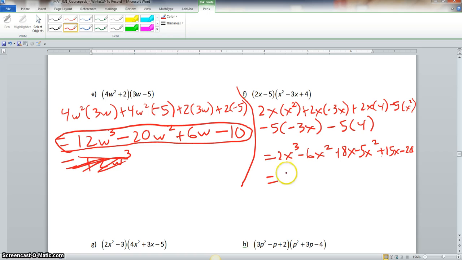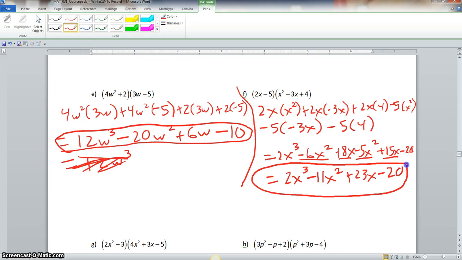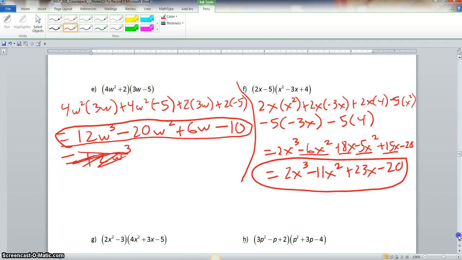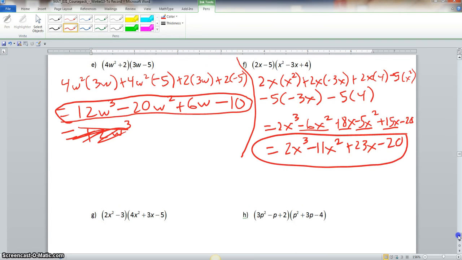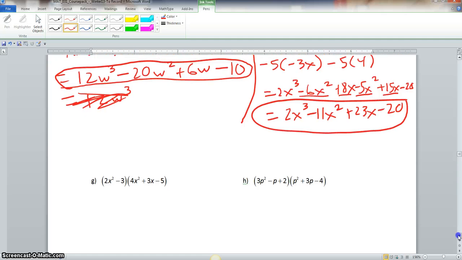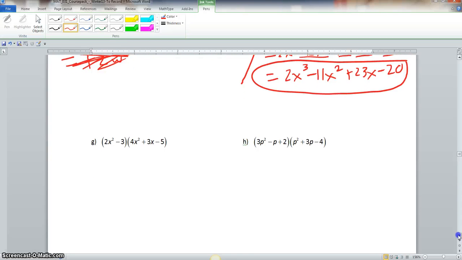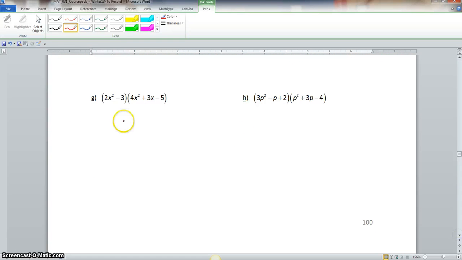Now we combine any like terms here. We have our 2x cubed, negative 6x squared minus 5x squared will give us a negative 11x squared. And 8x plus 15x will give us a positive 23x, then minus 20. Okay, now we scroll down here to G and H. G and H is basically the same thing.